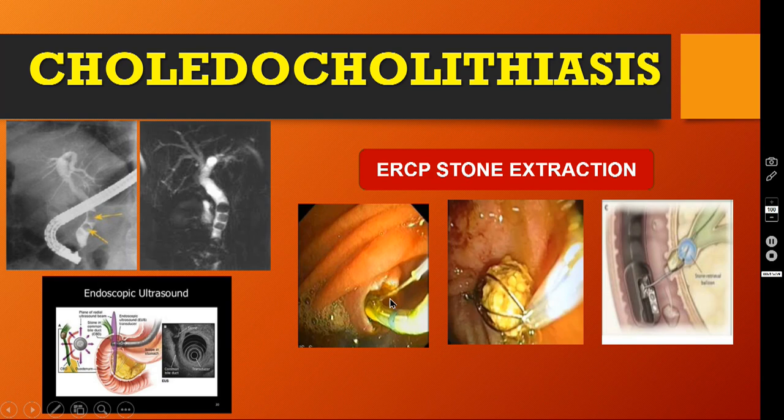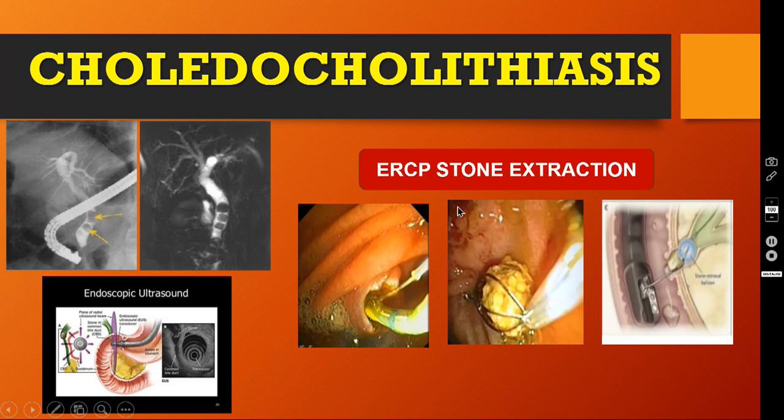And another reason why you have to do sphincterotomy is because this sphincter is always in a closed state continuously. If you want to put either this Dormia basket or this balloon inside the CBD, then you have to cut the sphincter. Then only you will be able to put this Dormia basket inside. That is what you are seeing here. With the Dormia basket, you have caught that one stone and you have removed it.